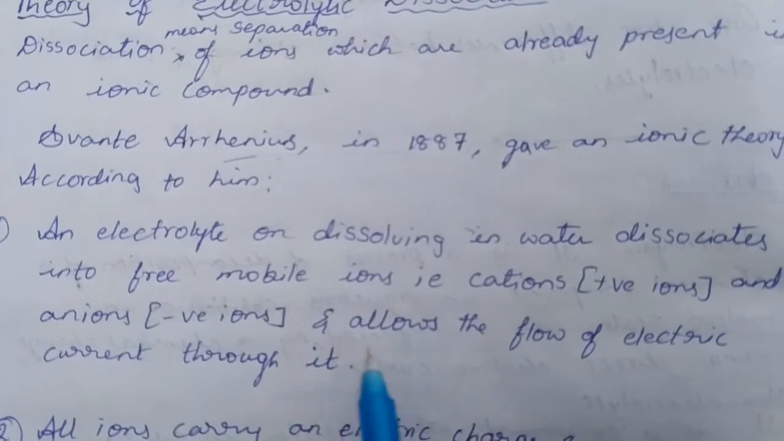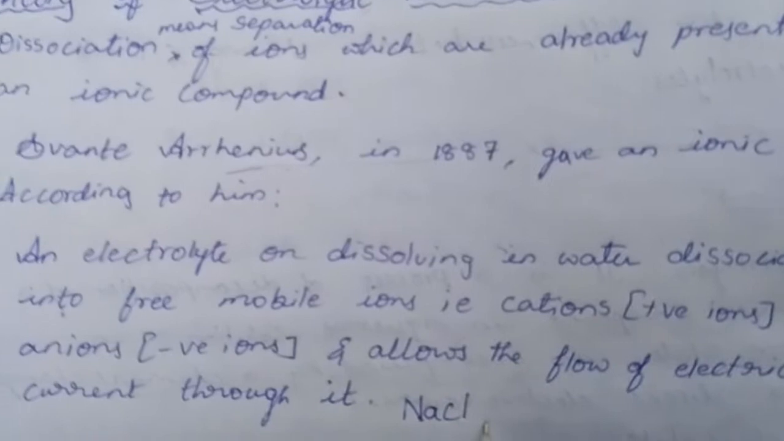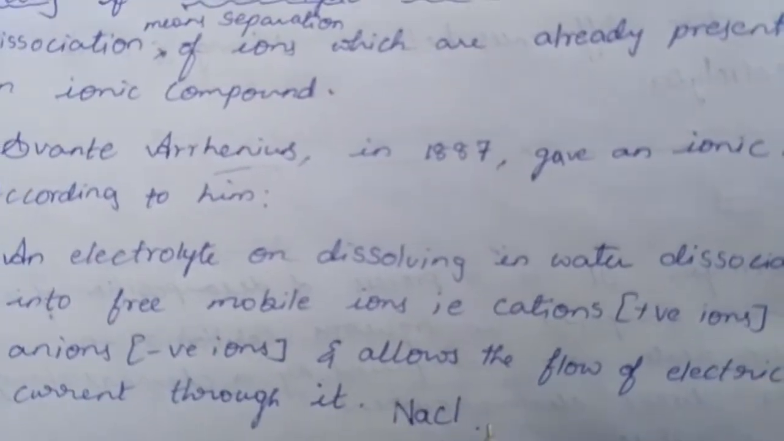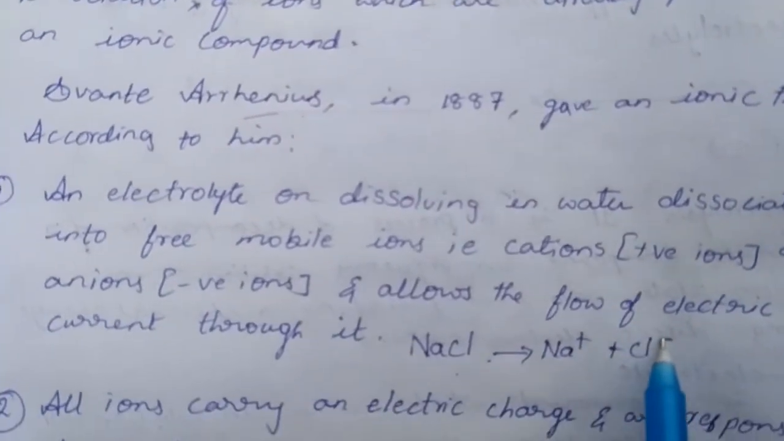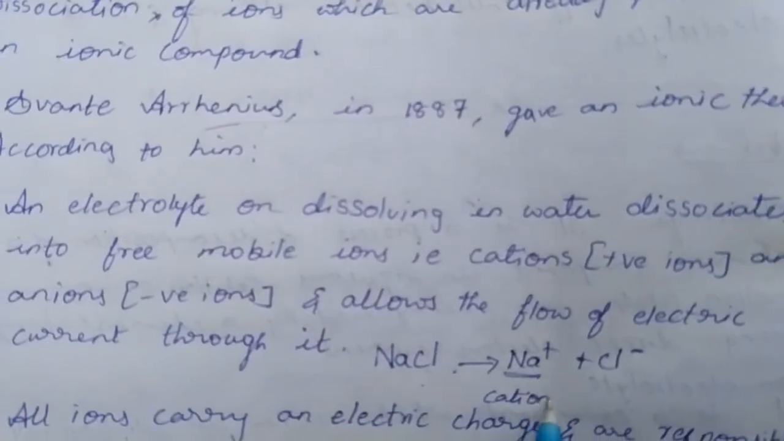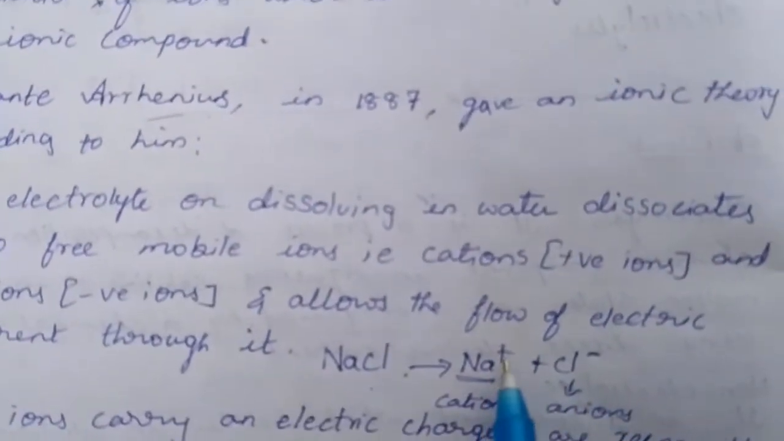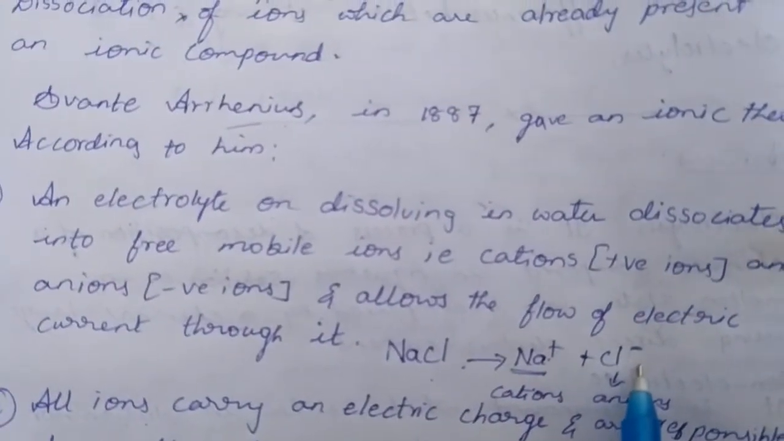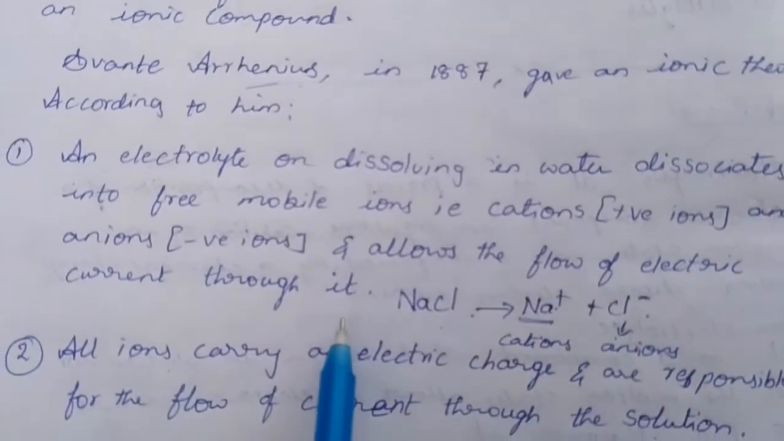For example, if solid NaCl is mixed with water, it will dissociate into ions, that is Na+ ions and Cl- ions. These Na+ ions are called cations and Cl- ions are called anions. So, cations are the positively charged ions and anions are the negatively charged ions, and these positive and negative charges allow the flow of electric current through it.